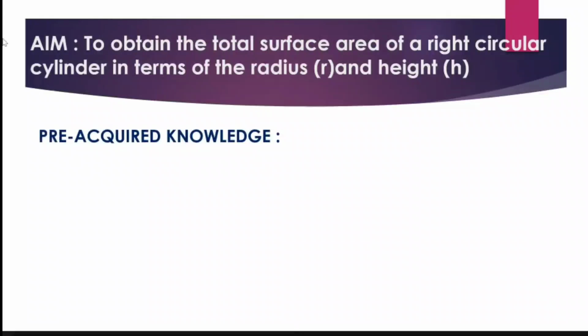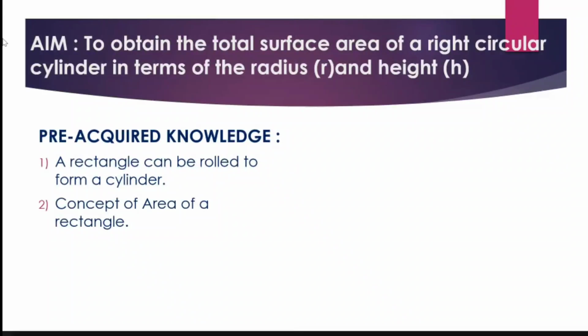Now, what is the pre-acquired knowledge? The rectangle can be rolled to form a cylinder. A child should be knowing that. The concept of the area of the rectangle is also required, and the concept of the area of the circle. So these three things the child should be knowing.